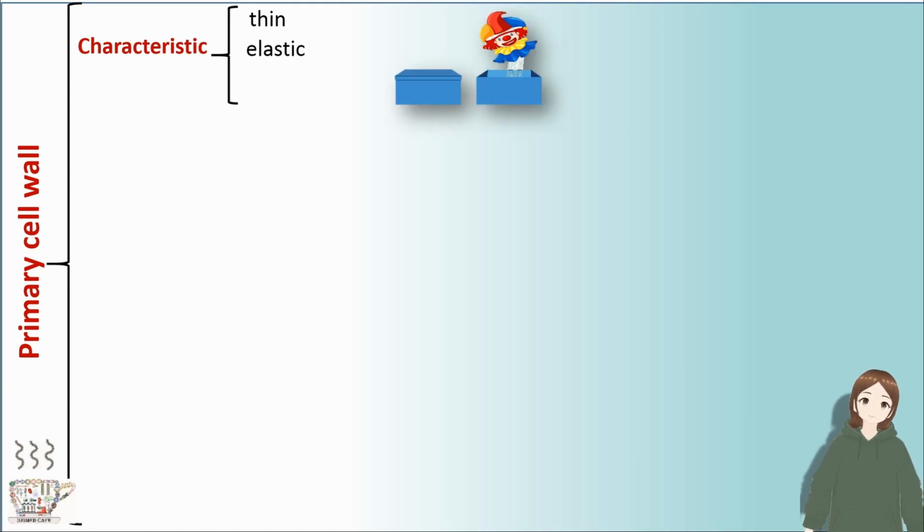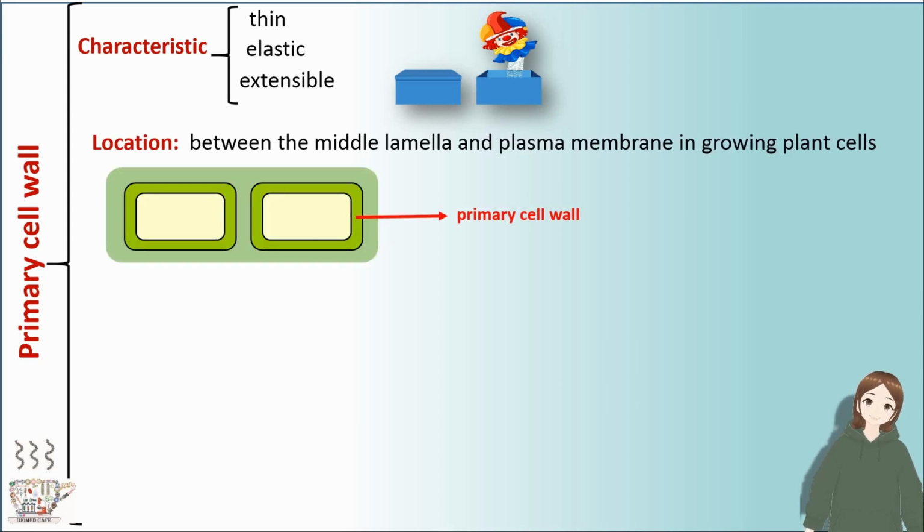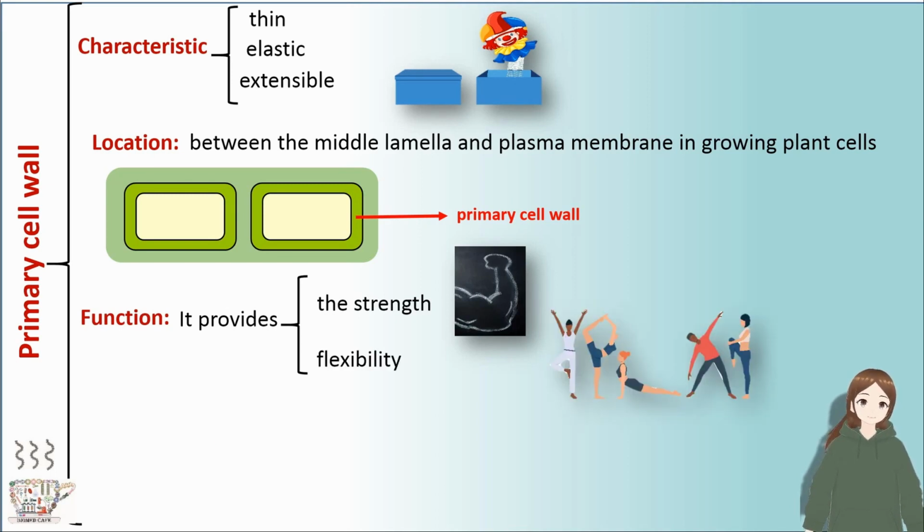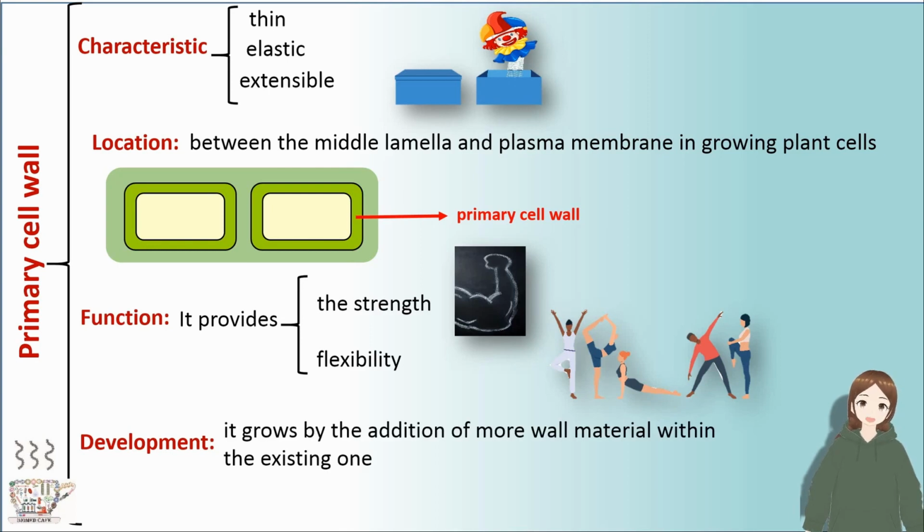Primary cell wall. It's thin, elastic, and extensible. It's located between the Middle Lamella and plasma membrane in growing plant cells. It plays roles in providing the strength and flexibility. It grows by the addition of more wall material within the existing one. We should know that some cells have only the primary wall.